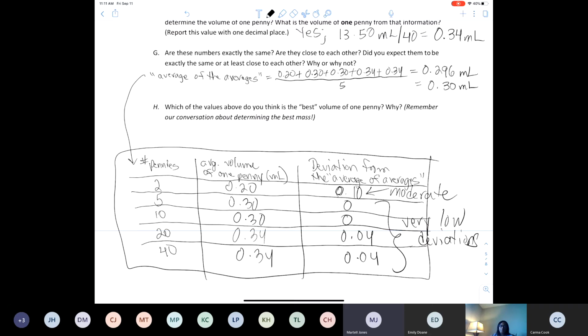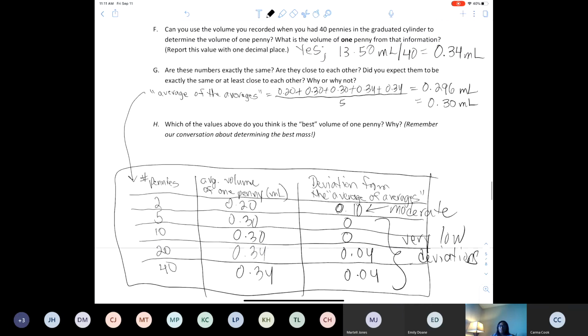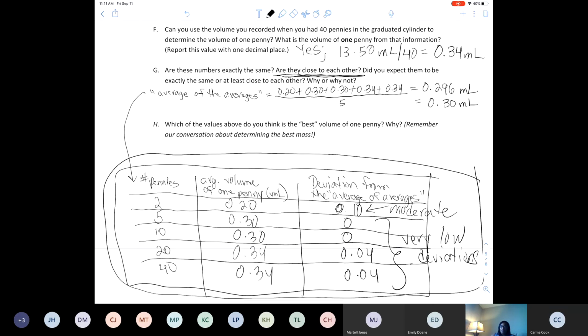Do you want us to write this deviation chart up? That would be a nice extra to explain your answer as to are the averages close to each other. This would be all the explanation I would need to tell me if these averages are close to each other or not. I can see that the first one deviates from that average of averages much more so than the sets for 5 through 40 pennies. So this would be a great way to answer that question rather than answering it in sentences.